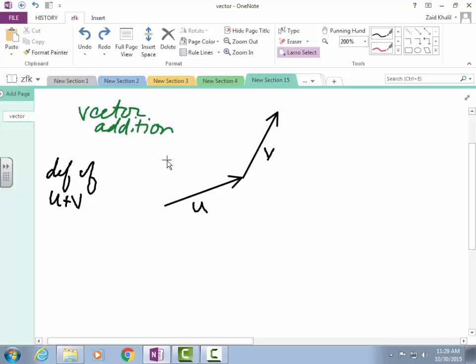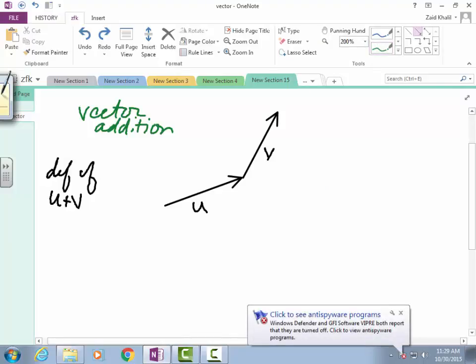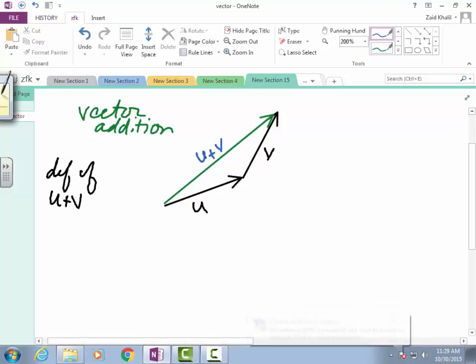I'm sorry. So I take the tail of v, I add to the head of u. And then u plus v is going to be the vector that extends from the tail of u to the head of v. So this right here is u plus v. And that's a definition. So now what can we do? Now that we have this definition, what's the first thing we want to verify?